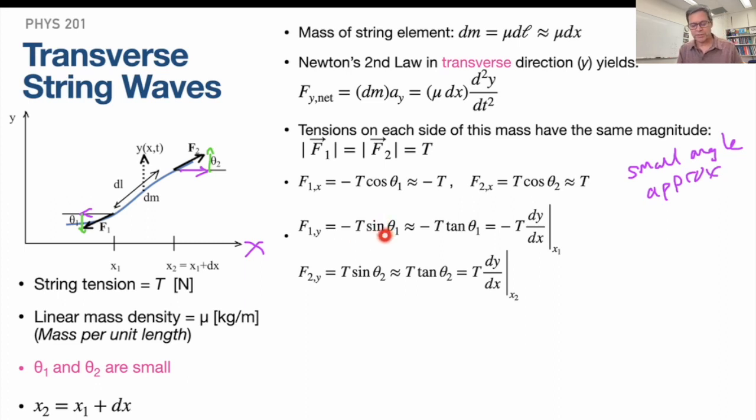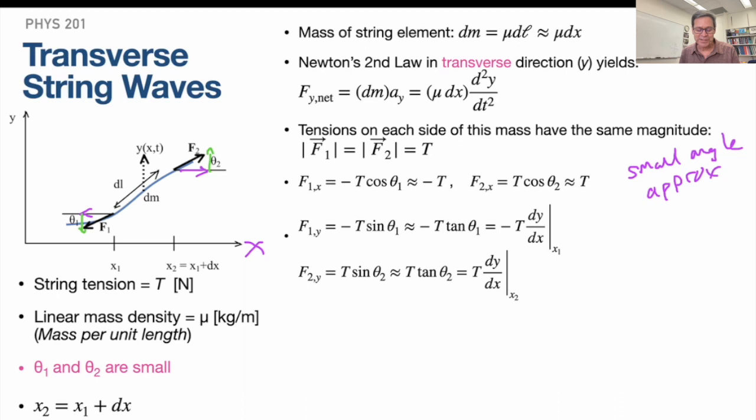sine of theta 1 is going to be approximately equal to the tangent of theta 1. Because what is tangent? Tangent is sine of theta over cosine theta. But we just argued cosine theta is about 1, right? So sine of theta over cosine theta becomes sine theta over 1. So yeah, that's approximately true, right?